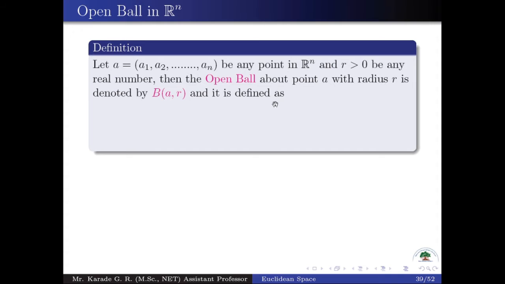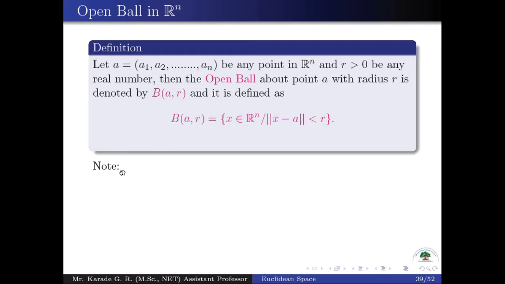And it is defined as: open ball about A with radius R equal to the set of all those vectors in Rn which are within a distance R from point A. Or we can read it as: open ball about A with radius R is equal to the set of all vectors x belongs to Rn such that norm of vector x minus a is strictly less than R. Okay, so this is the definition of open ball in Rn.